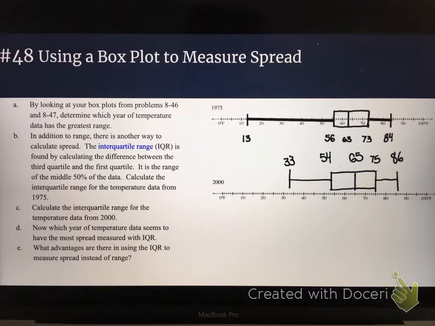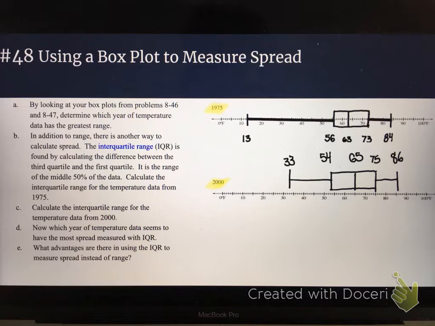All right, our first problem, number 48, it says using a box plot to measure spread. Just to make note, we have included our box plot from the year 1975 and our box plot from the year 2000, and I tried to line them up as best I could so that they had the same scale, so that you could kind of compare the box plots together. So it says, by looking at your box plots from problems 46 and 47, determine which year of temperature data has the greatest range.